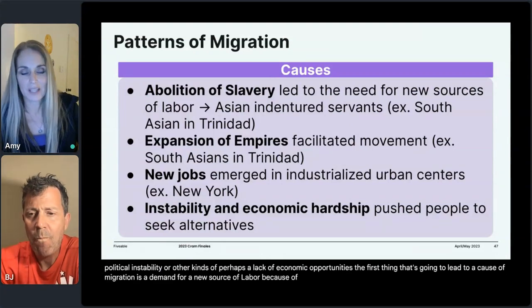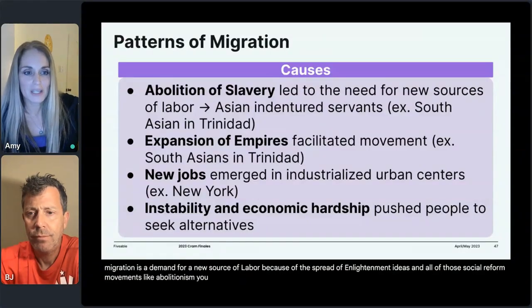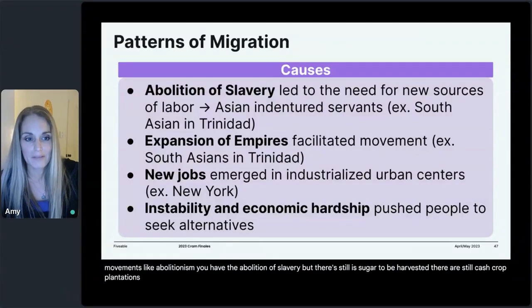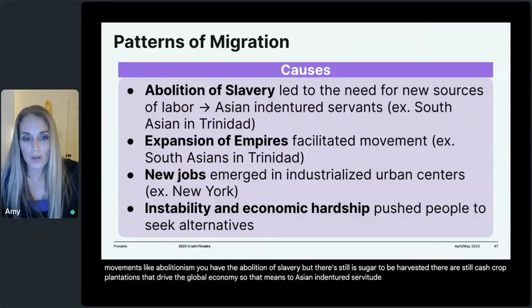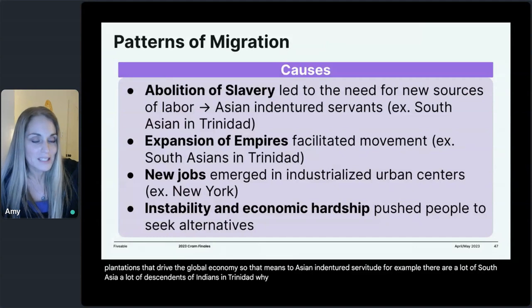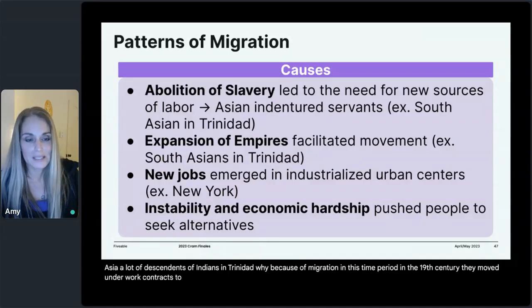Because of the spread of Enlightenment ideas and social reform movements like abolitionism, you have the abolition of slavery. But there still is sugar to be harvested. There are still cash crop plantations that drive the global economy. So that leads to Asian indentured servitude. For example, there are a lot of South Asians, a lot of descendants of Indians in Trinidad. Why? Because of migration in this time period. In the 19th century, they moved under work contracts to work in places like the Caribbean in order to get jobs.